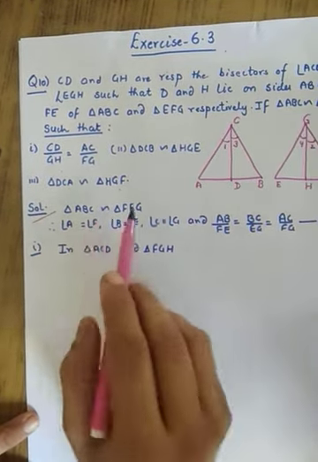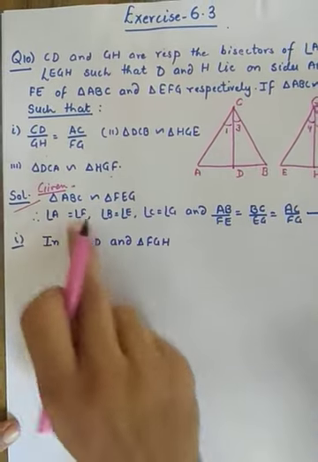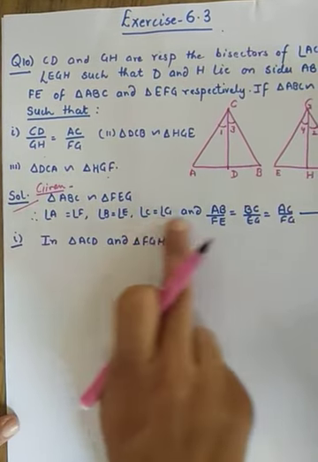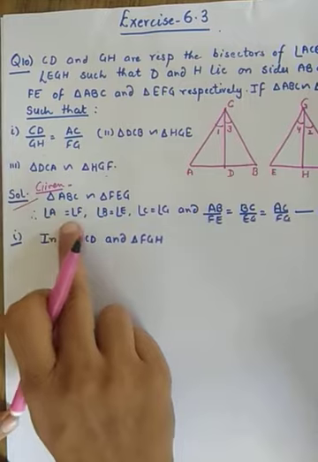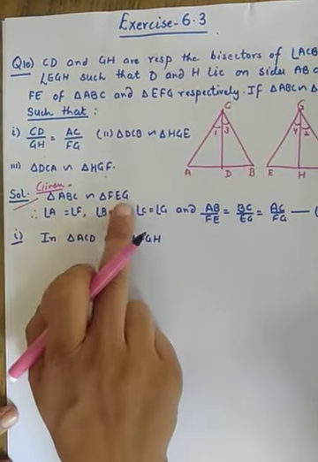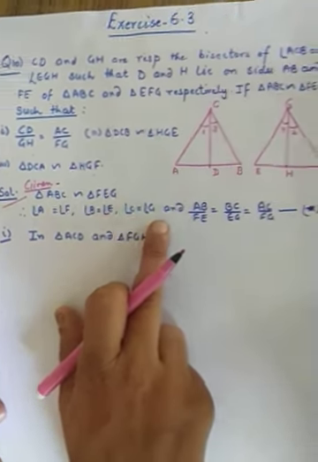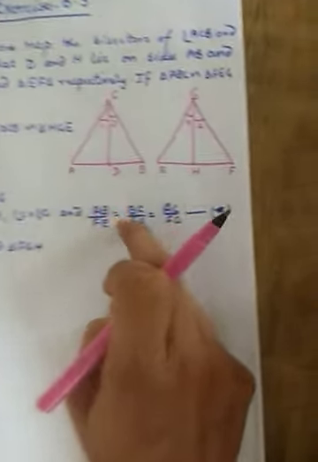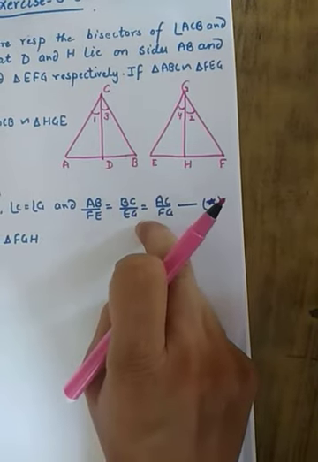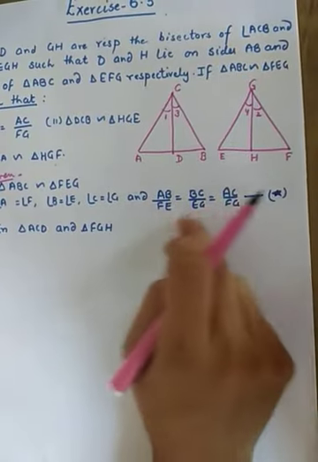We will write given first. What is given to you? Given is triangle ABC similar to FEG. So what I have done, I have prepared a list of corresponding parts of these two similar triangles. A and F will be equal because triangles are similar, B and E will be equal, and C and G will be equal. Same way, because triangles are similar, sides are going to be proportional: AB upon FE, BC upon EG, and AC upon FG. These sides are in proportion.